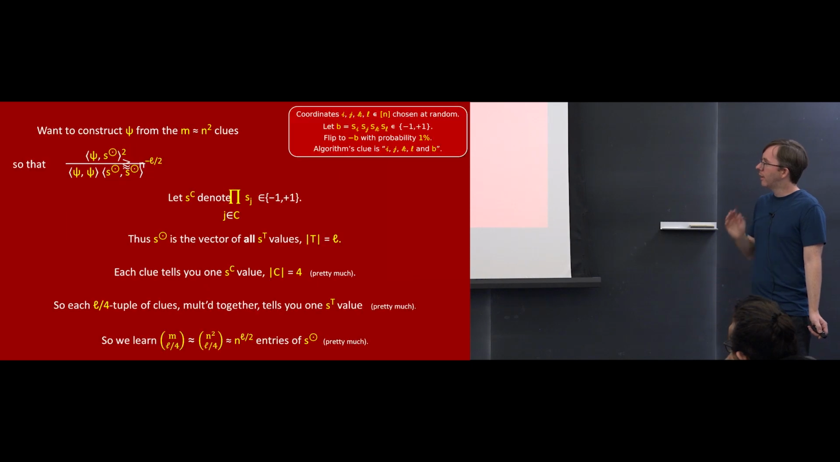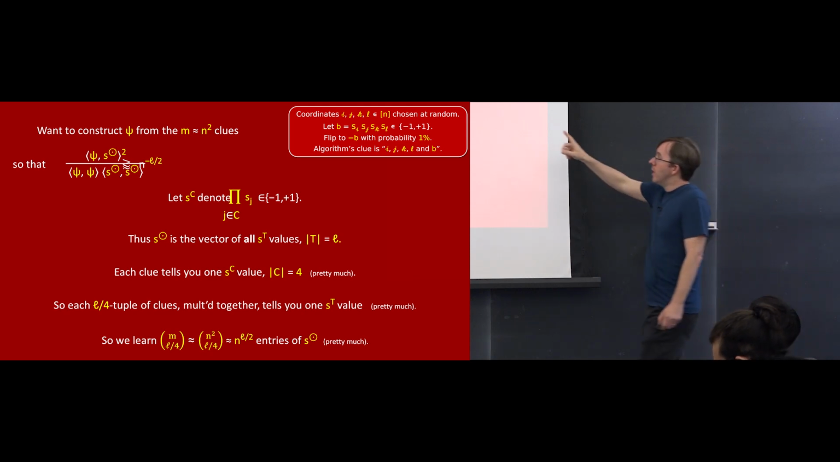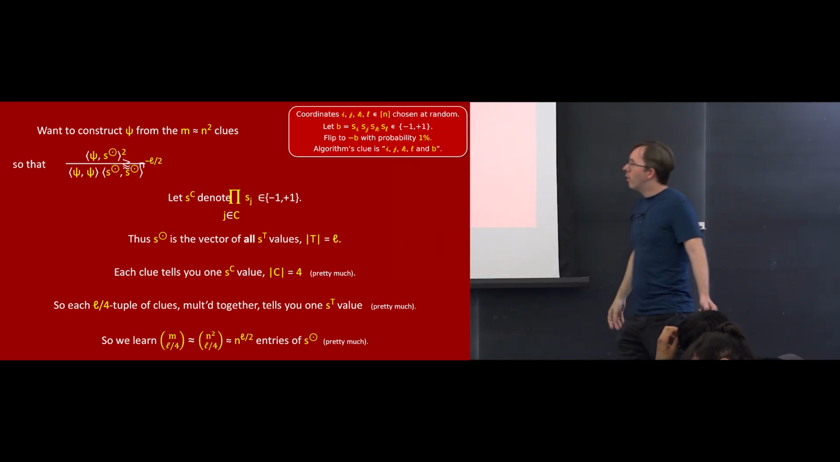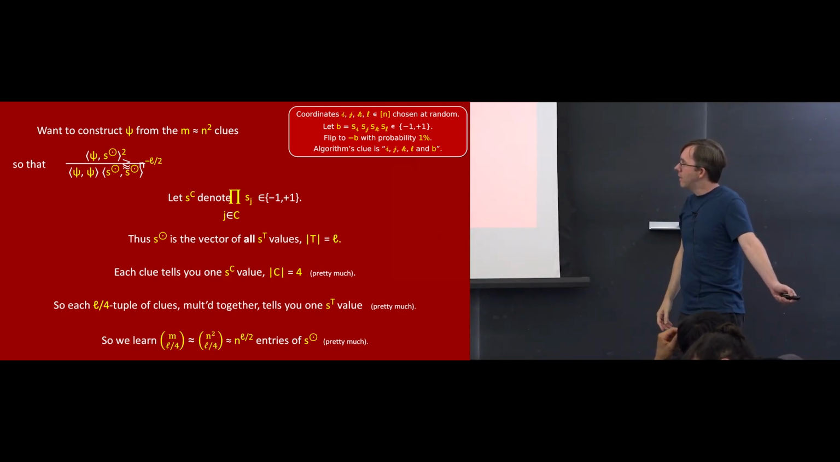Okay, so the idea fits on one slide, which is good because we're almost towards the end of the time. This is what we want to do. We want to take these clues, of which there are about n squared, and construct some vector psi that has pretty okay overlap with this S dot.